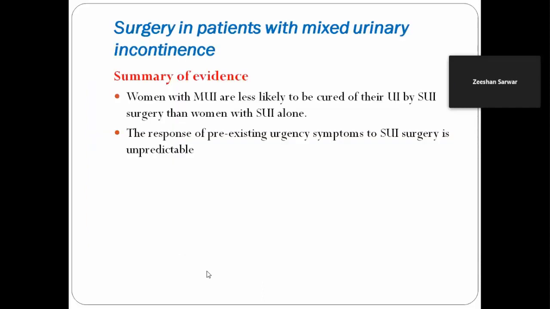Surgery in patients with mixed urinary incontinence. Women with mixed urinary incontinence are less likely to be cured of their urge incontinence by stress urinary incontinence surgery than women with stress urinary incontinence alone. The response of pre-existing urgency symptoms to stress urinary incontinence surgery is unpredictable.